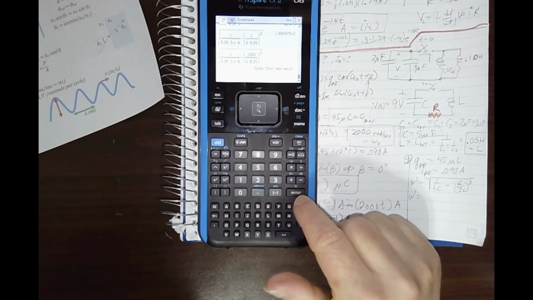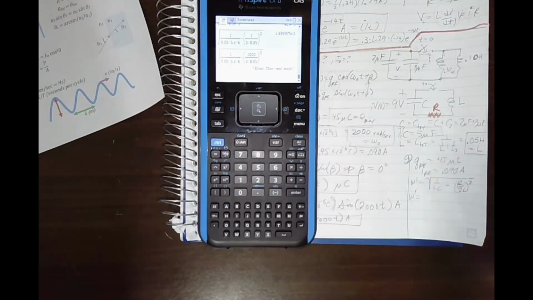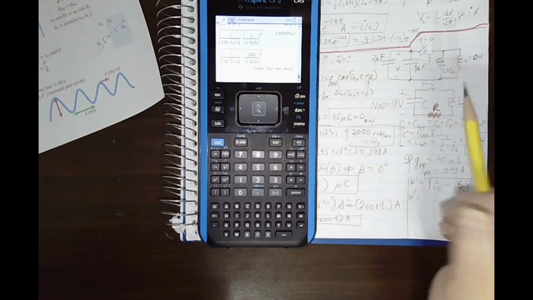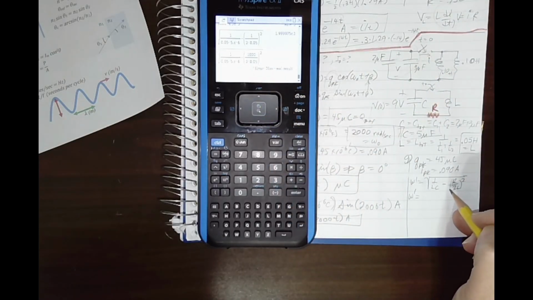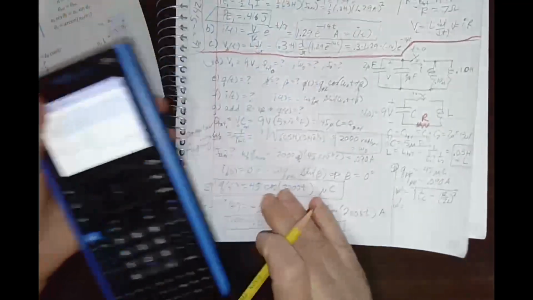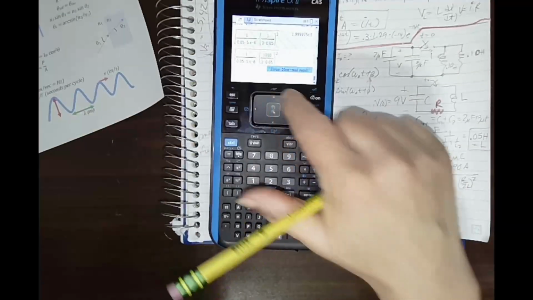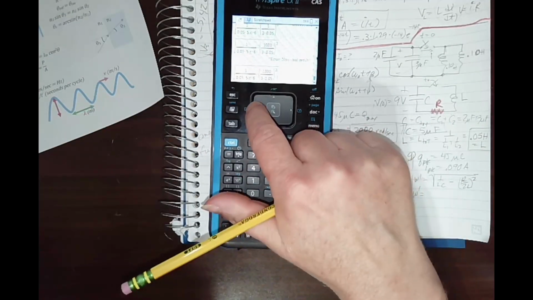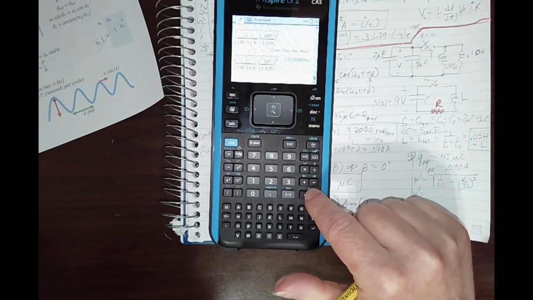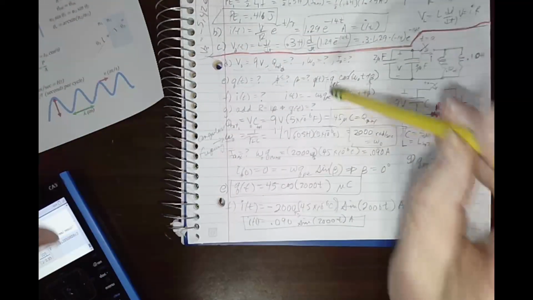Oh, now what? Okay, we can't do 1,000 because that makes this a non-real result. 1,000 is too big. I should have done this before, so let's make it 100. Let's see if 100 works. Okay, he likes 100. We'll go with R is 100 instead.